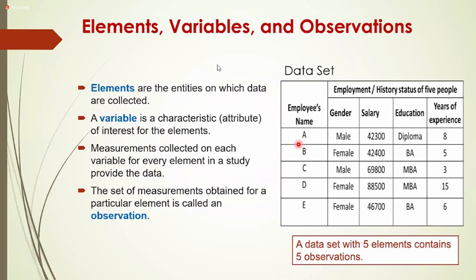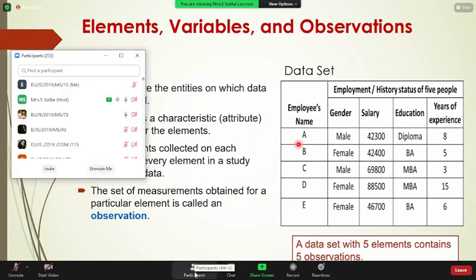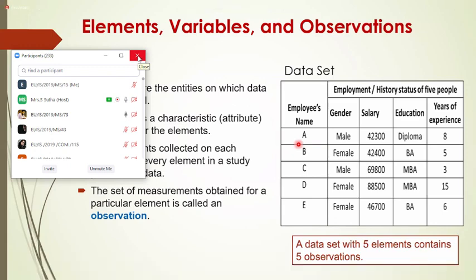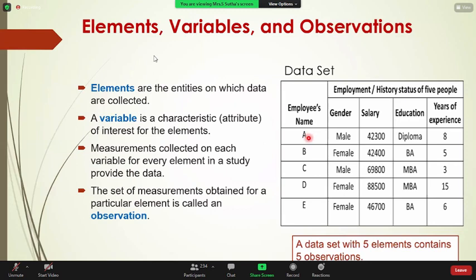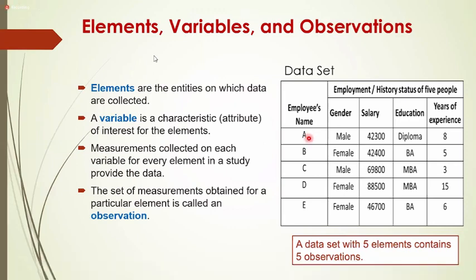The employee is a male, and he got salary 42,300 rupees. And education, he got diploma level. And years of experience, he works at 8 years. Very good. So these 4 measurements make an observation for employee A. Now you have the understanding of elements, variable, measurements, and the observation. Are you okay with those concepts? Yes, ma'am. Okay, right. Now we move to the next slide.